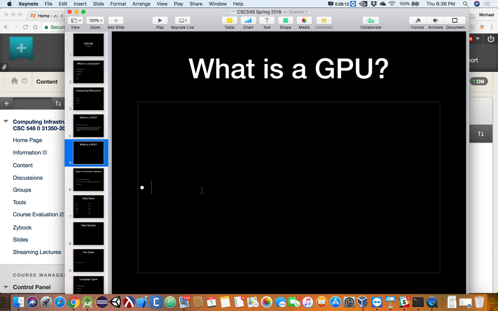Now, what about a graphics card? When you buy a new graphics card, do you expect to be able to check your email on it? Do you expect to be able to word process on it? What are you expecting out of your graphics card? Go ahead. Computing intensive. Anything computing intensive? That's a loaded question.